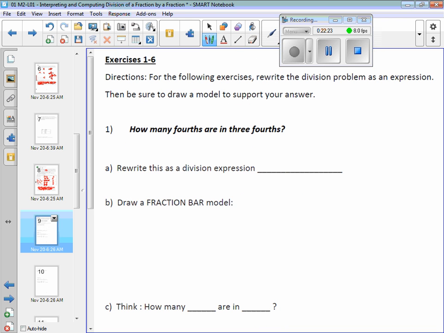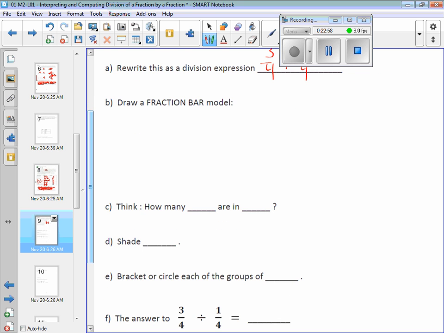How many fourths are in 3/4? Well, what is that as a division expression? Take it from word form and make it into a numerical expression. Dylan. Correct. How many blocks in my fraction form model? Now, how many? Draw it. Oh, that's an ugly fraction bar.